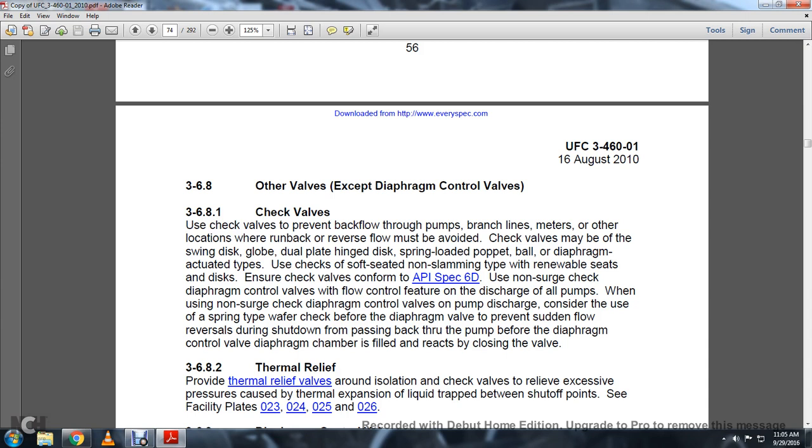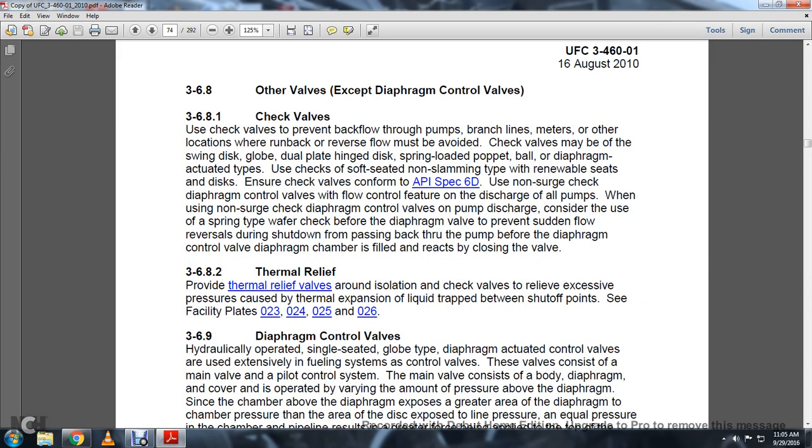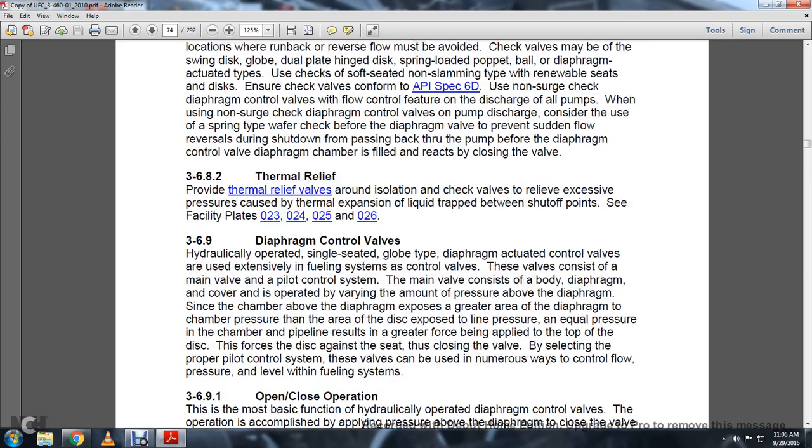The diaphragm chamber is filled with the reacts with the closing of the water. 3682 Thermal relief. Provide thermal relief around the isolation check valve to relieve the excessive pressure caused by the thermal expansion of the liquid trapped between the shutoff points. See facilities plates 023, 024, 025, and 026.